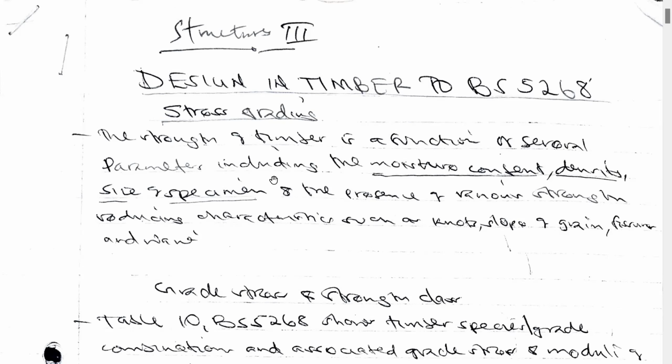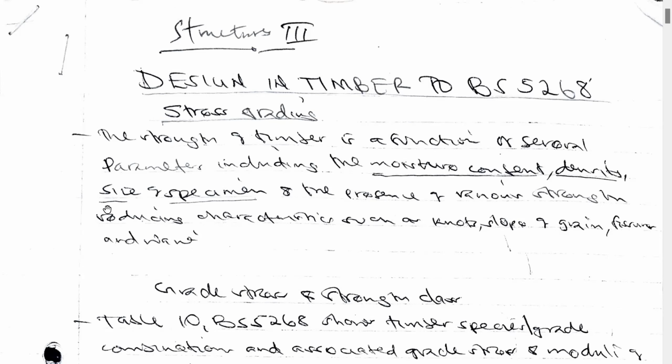Now, when we talk about moisture content, you find that when timber has a lot of moisture, which means it has a lot of water, we expect the strength to be very low. So the strength of timber is inversely proportional to the moisture content. Now, when you talk about density, you find that the strength of the timber relates positively with the density. When the timber has a high density, it has a high strength.